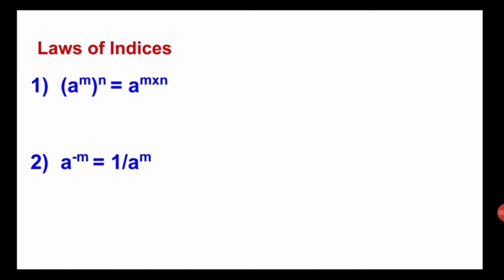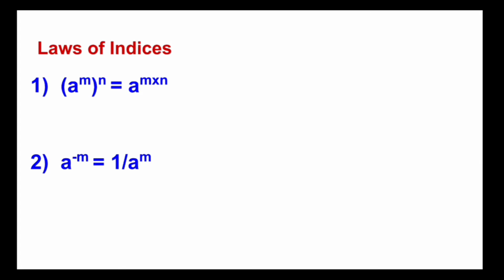So we have seen two more laws of indices in this practice set. First law is a raised to m raised to n, that means one base and two indices. Then it is equal to a raised to m multiplied by n, that means base we write one time and we multiply the indices. When one base, two indices are there, we have to multiply the indices. Second law we have seen, when there is negative index, a raised to minus m is equal to 1 upon a raised to m. We have to write the multiplicative inverse of the base and we can write positive index. So a raised to minus m is equal to 1 upon a raised to m.